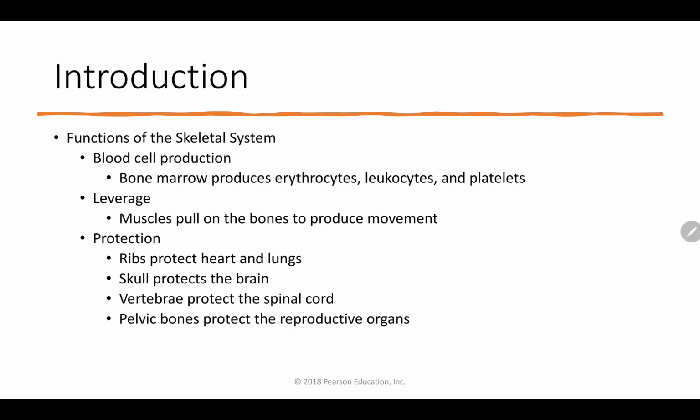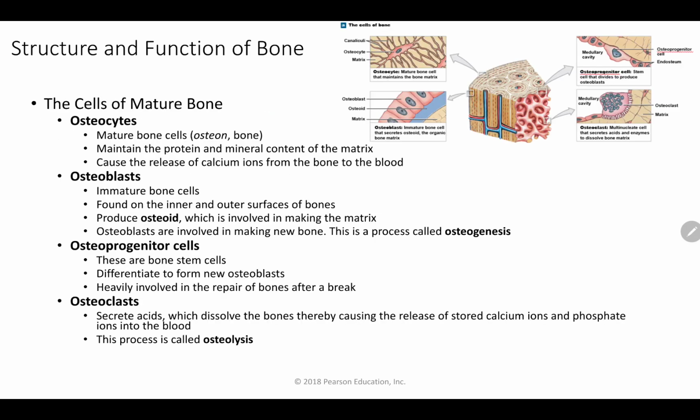They protect. Your skeletal system definitely protects. Your ribs protect your heart and your lungs. Your skull protects your brain. Your vertebrae protect your spinal cord. Those pelvic bones protect those reproductive organs.